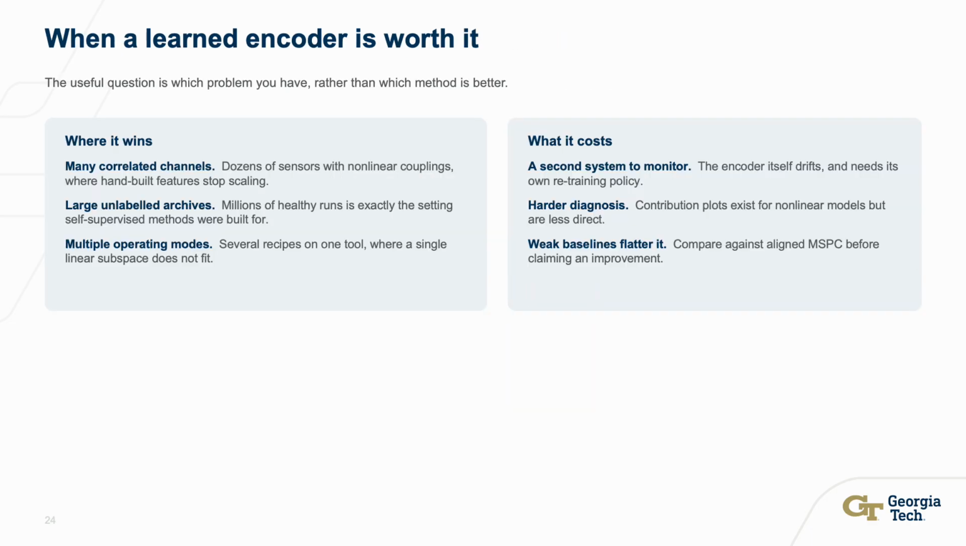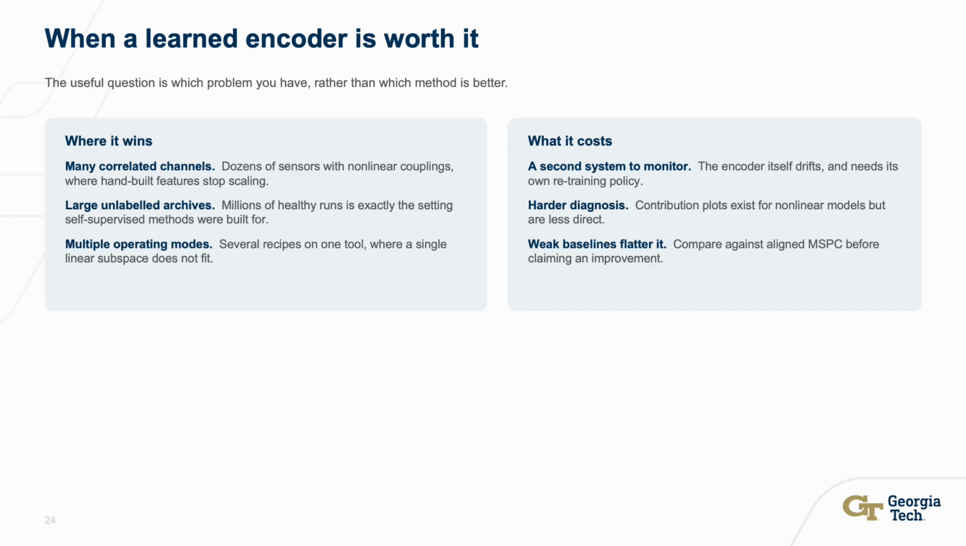So when is the nonlinear version worth it? The useful question is which problem you have rather than which method is better. Where a learned encoder genuinely wins: many correlated channels, dozens of sensors with nonlinear coupling between them, where the hand-built features stop scaling and a linear subspace is a poor fit.